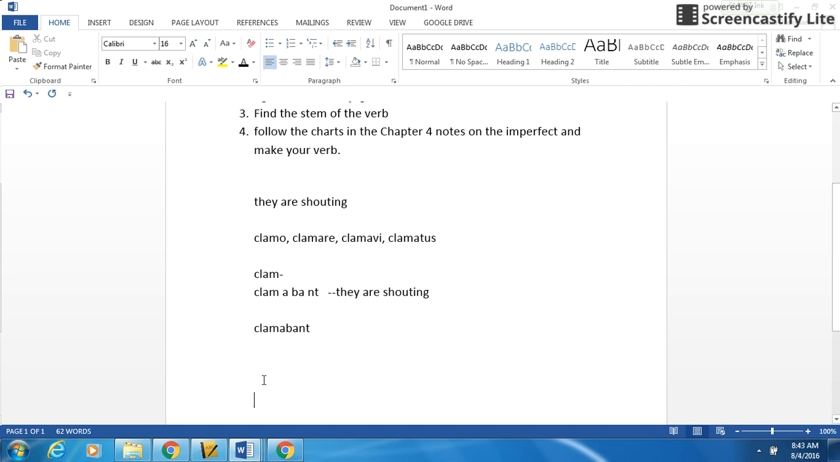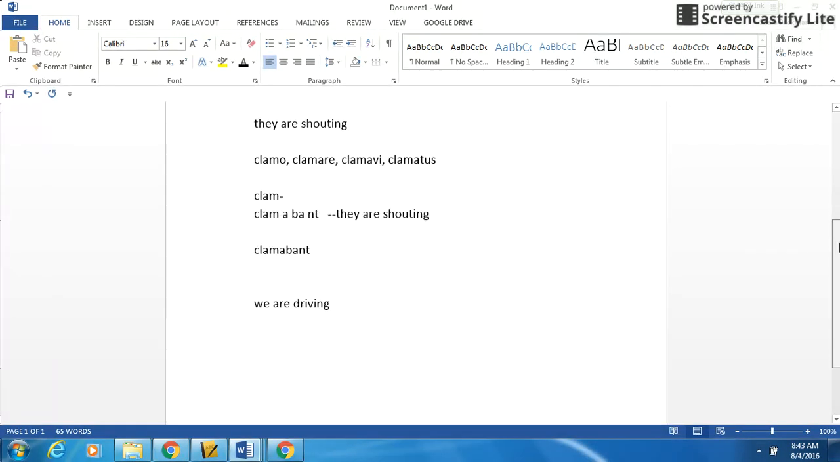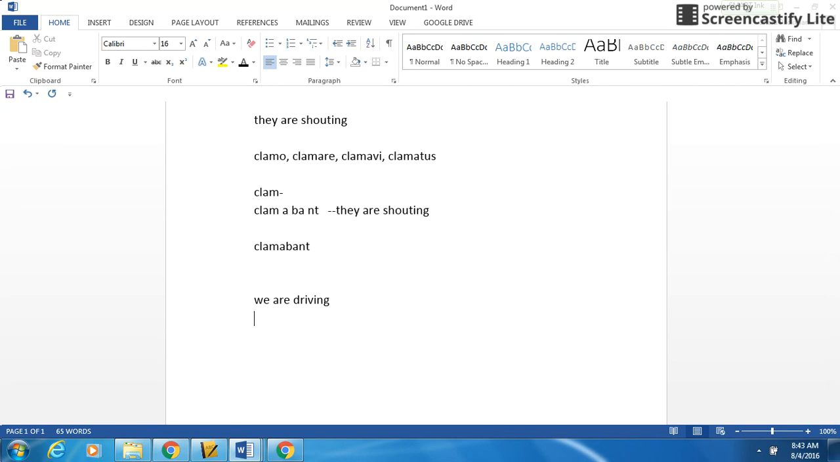Let's try another one. How about we are driving? So let's look at the steps again. 1, figure out what the verb is in Latin. Well, in chapter 3, you learn the verb ago, which is ago, agere, egi, actum, which means to drive. Now, you got to find out what conjugation that verb is. Use your gold paper if you need to. It is third conjugation.